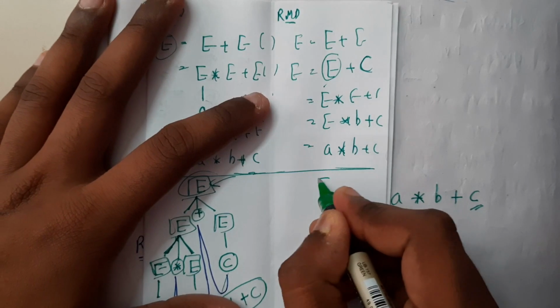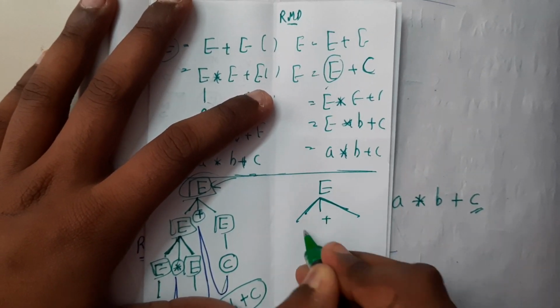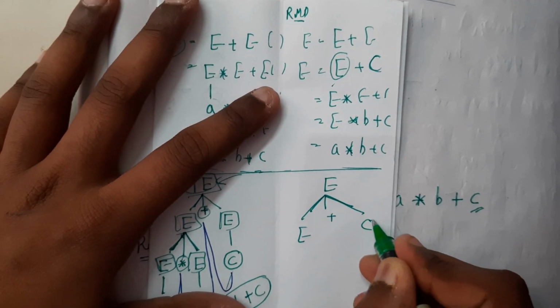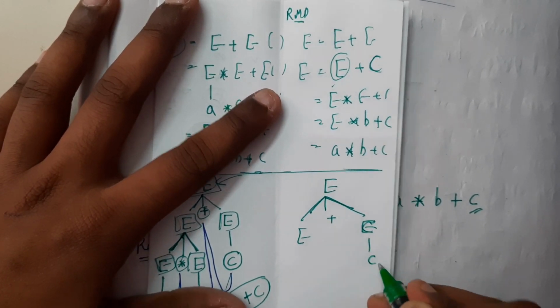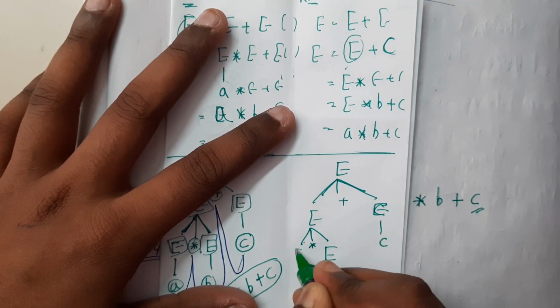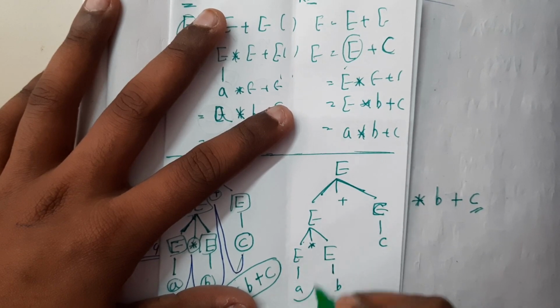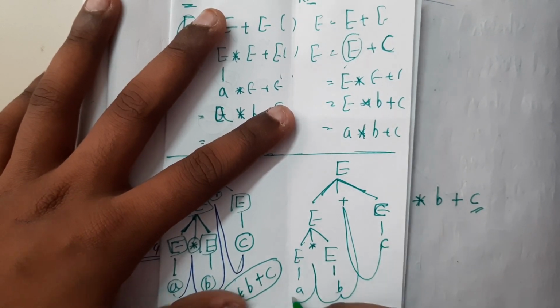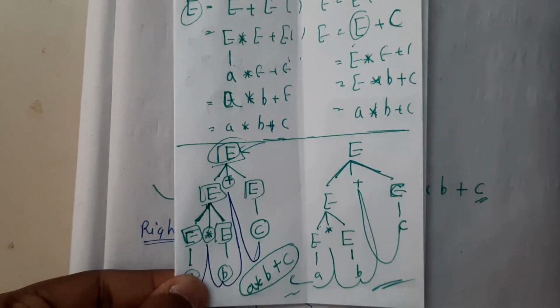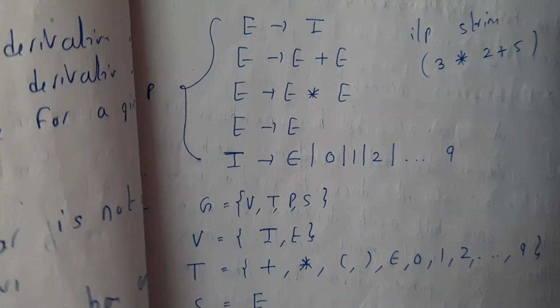Similarly for this one, E plus E, directly we gave E. For this E we made C, and divided the other E into E times E. For this E I gave C, and for this A. Similarly, even in this situation you will get the same equation. So this is the derivation graph, or derivation tree, or parse tree. I hope everyone got a small idea of this.